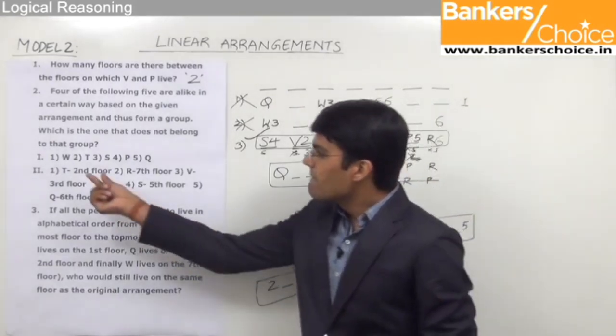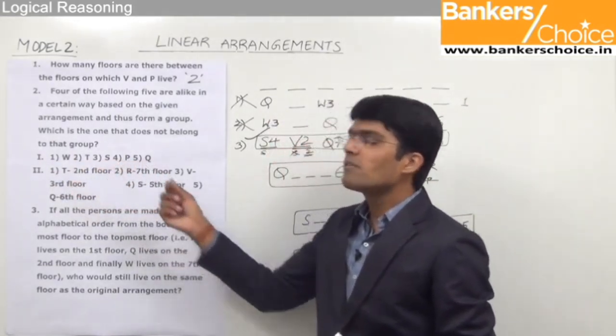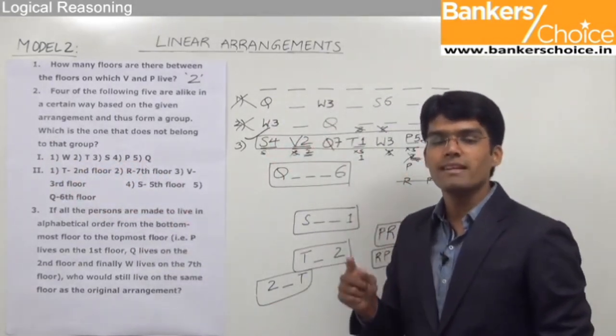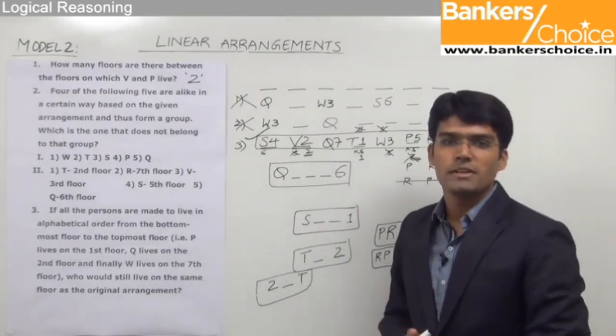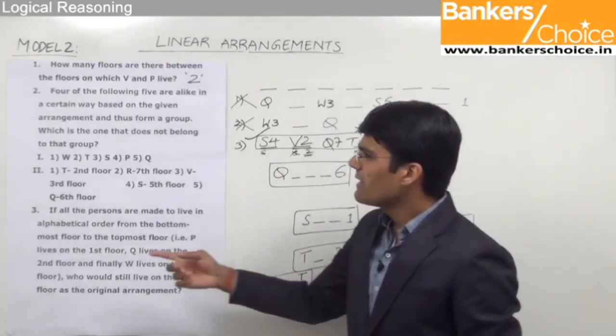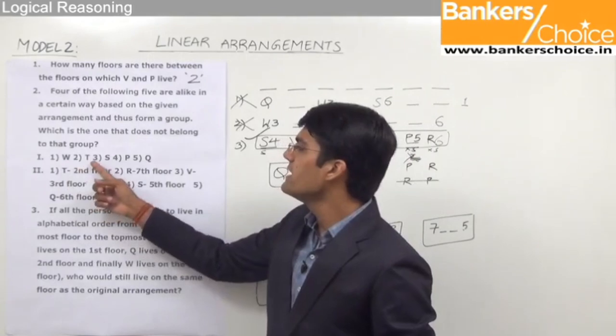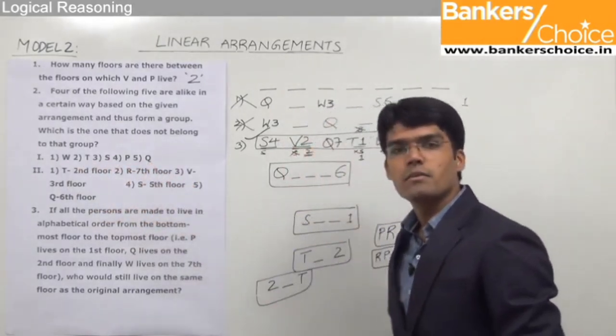So as we can see, 5 options have been given, and out of these 5 options we need to find out the one that does not belong to the group of the remaining 4. So in the first case here, you can see W, T, S, P and Q are given.